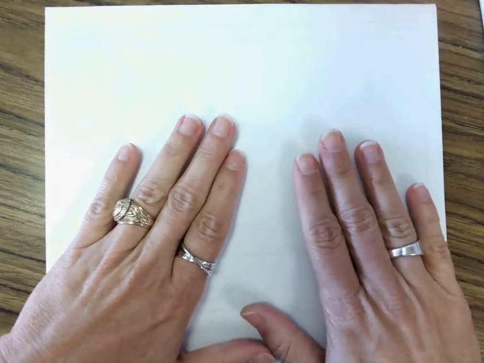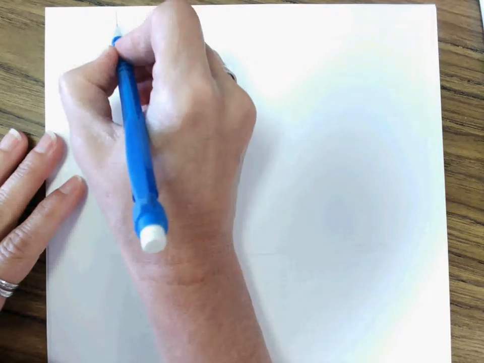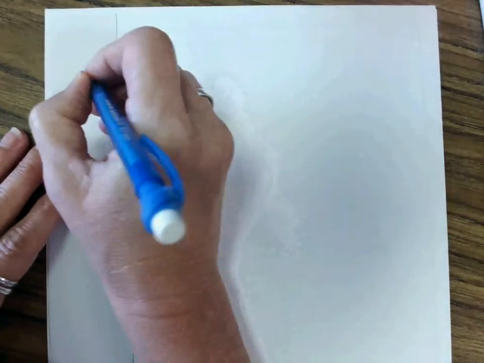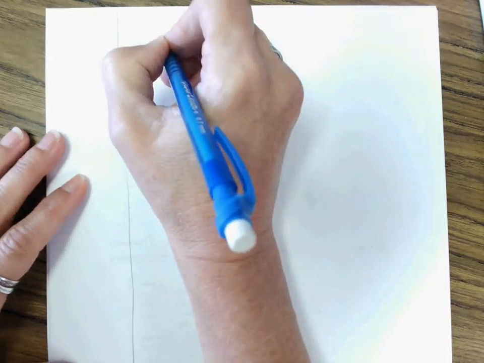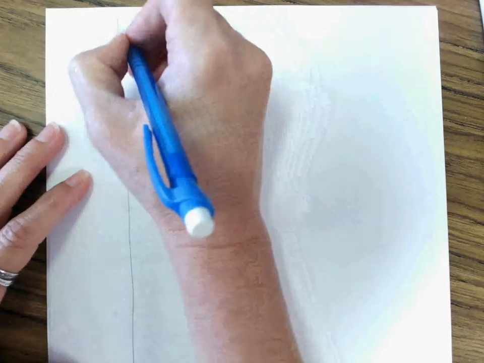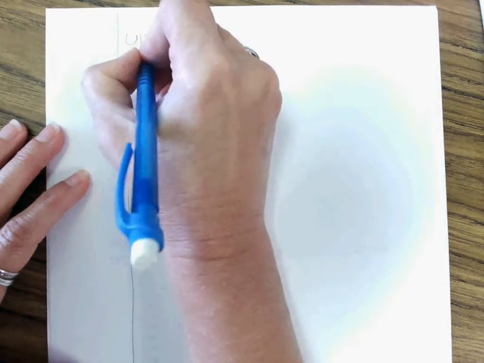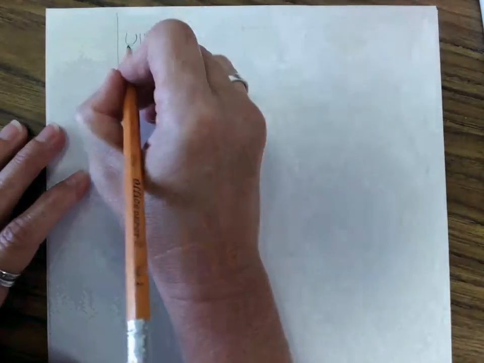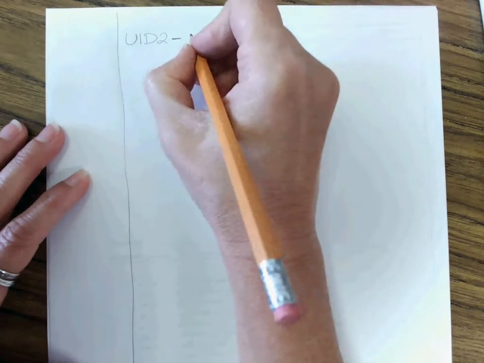You need to get your notebook paper, make sure you're ready to take notes. So the first thing we're going to do is set up our paper in the style of Cornell notes. So you're going to draw a line down one side, and I'm going to put my title over here. My title is going to be U1 Day 2. This pencil is not working very well. Let me switch. Okay, this stands for Unit 1 Day 2.